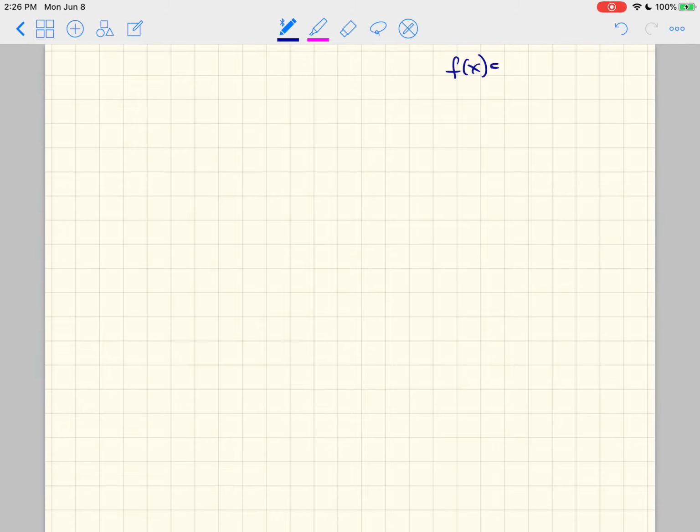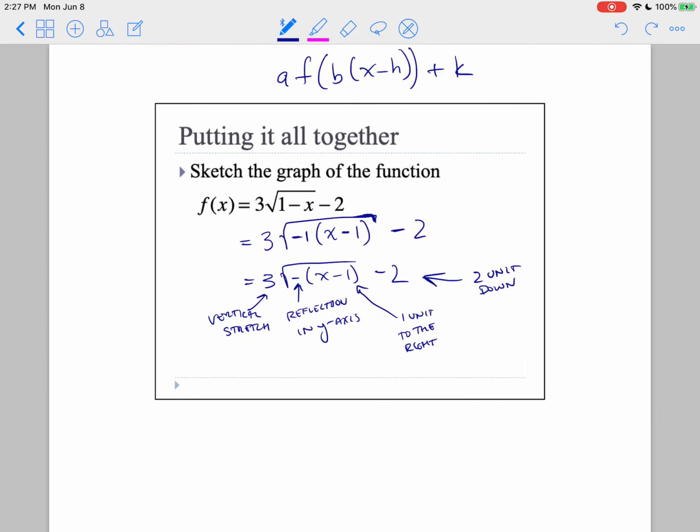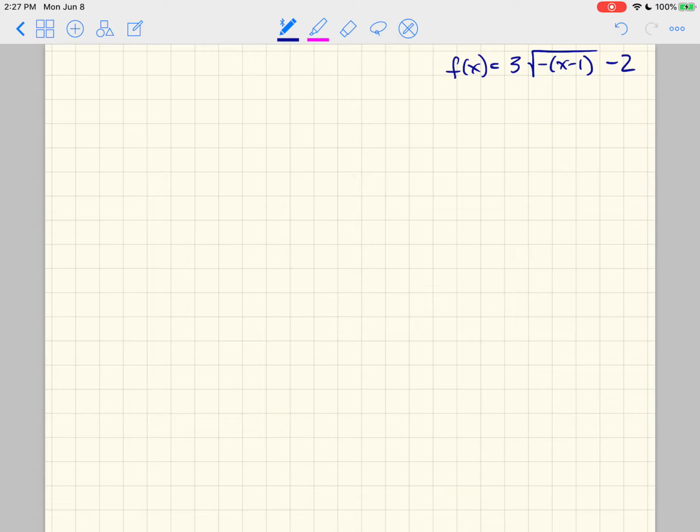So f of x is 3 times the square root of negative x minus 1, what was it? Minus 2. Okay, minus 2. And again, if I didn't factor out this negative here, it would look like this otherwise: negative x plus 1. And that would make me think that I'm actually shifted 1 to the left, which I'm not. I'm shifted 1 to the right.